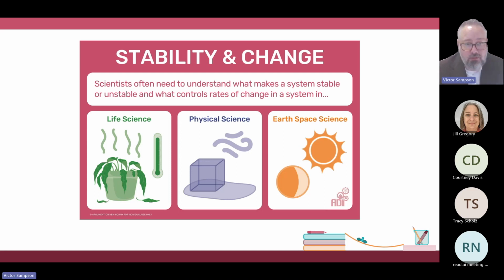So in life science, you may think about the health of a plant and how that plant stays healthy until it reaches a certain temperature, which makes it unstable and start dying, right? Thinking about how things melt, change temperature, change states, right? All of these different kinds of ideas come up in terms of change and constancy, and even when there is variation, what keeps something from crashing or growing out of control.